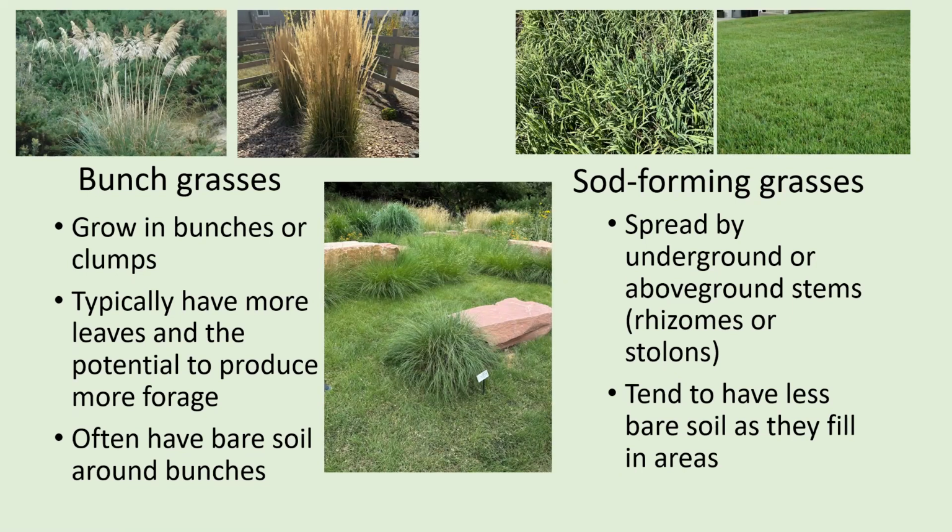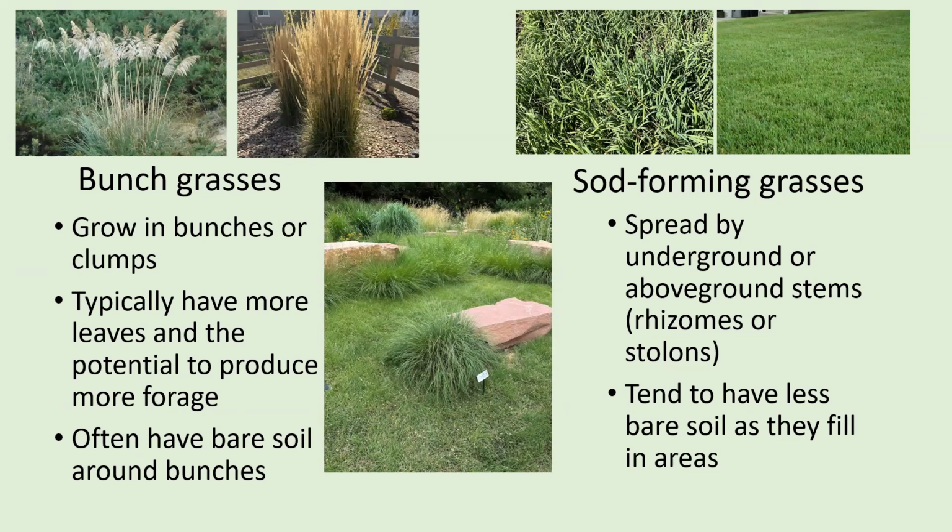So bunch grasses, just like the name says, grow in bunches or clumps. They typically have more leaves and potential to produce more forage. That's also important because when you think about the leaves, a lot of the high quality feed is in the leaves: the protein and more digestible fibers, sugars, all of that. If you have an area that's dominated by bunch grasses, a lot of times you have a lot of bare soil around, so it may look a little different, but that is normal in that case.